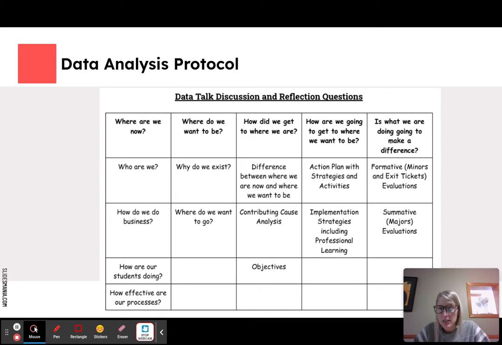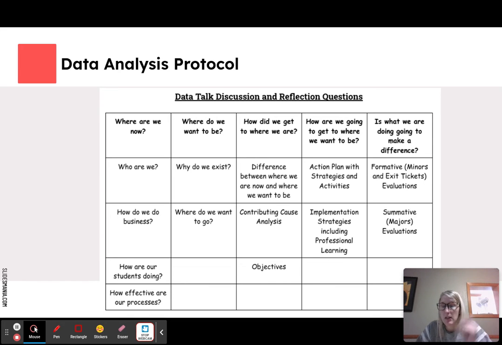And then as you discuss or reflect together or individually or both, these are based off your 5 essential questions in starting school improvement, right? That article, which was a big piece in our class. So we talk about where we are now, here's some guiding questions below it. Where do we want to be? Why do we exist? How did we get to where we are? What is the difference between where we are now and where we want to be?